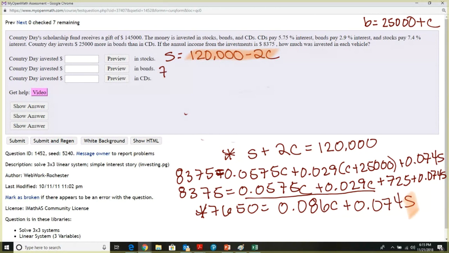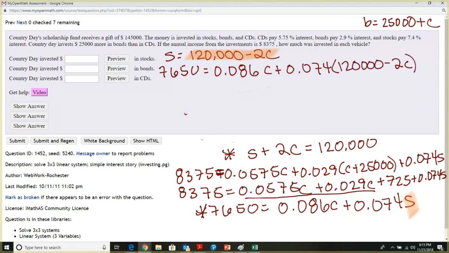So we have 7,650 is equal to 0.086C plus 0.074S, which happens to be 120,000 minus 2C. So we've got 7,650 equals 0.086C. And now we're just distributing that. So we need 0.074 of 120,000. It is 120,000, right? I hope so.